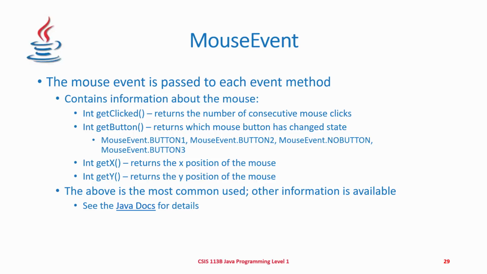Now we can also return the X and Y position of the mouse when these events occur by using the getX and the getY methods. So X is your horizontal left and right position, and Y is your vertical up and down position. And those are the most commonly used methods available for mouse events.